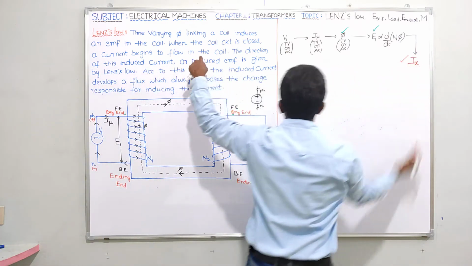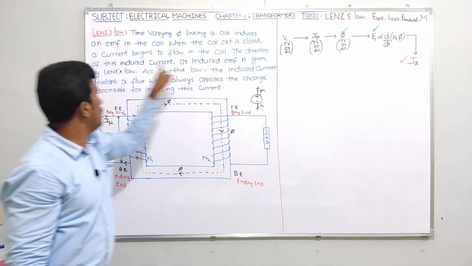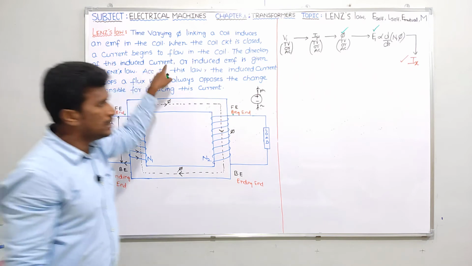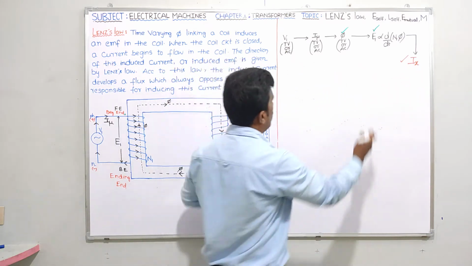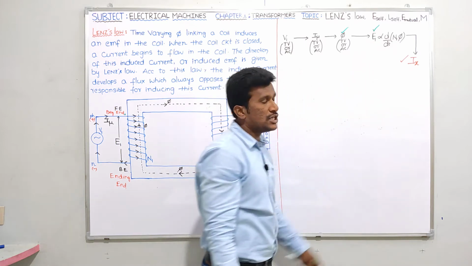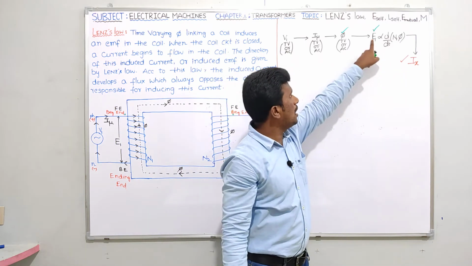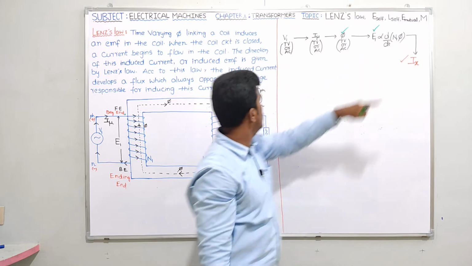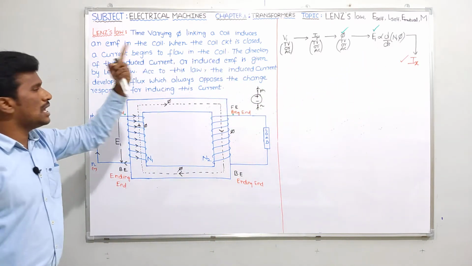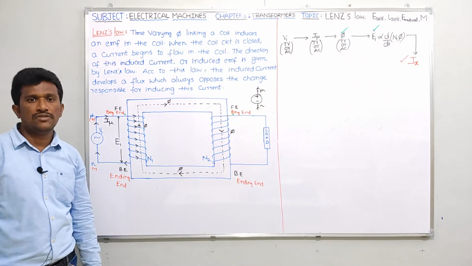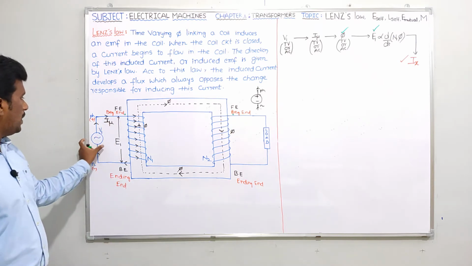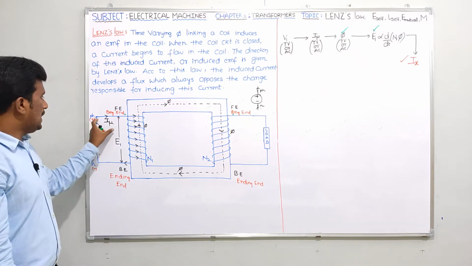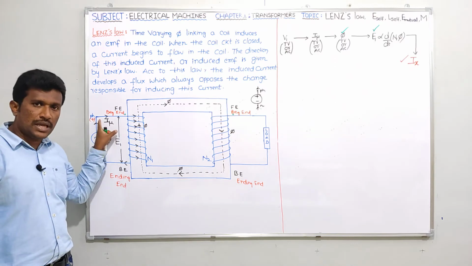The direction of this induced current Ix, or induced EMF E1, is given by Lenz law. Very simple. Is it clear, guys? Time varying magnetic flux. Whenever the applied voltage is time variant, the current taken by the transformer is I mu. It's time variant.